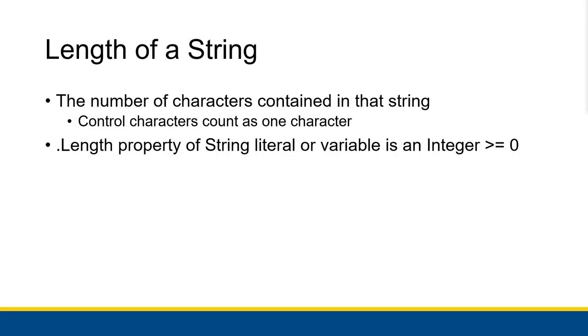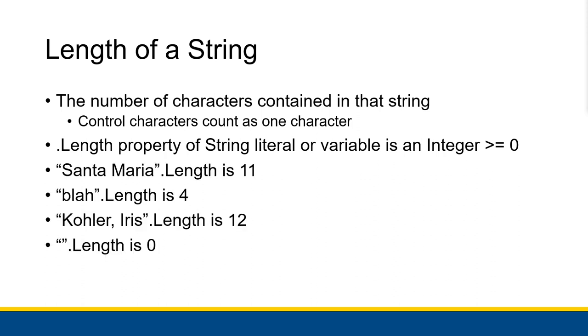Alright, so the first thing I want to do is talk about the length of a string. It's pretty easy. It's just the number of individual characters contained in that string. The control characters also count as one character, so things like spaces or tabs or new lines, pressing enter, anything like that also count as one individual character. Every string has a dot length property. That length property of a string, literal or variable, is always going to be some integer and it's going to be greater than or equal to zero.